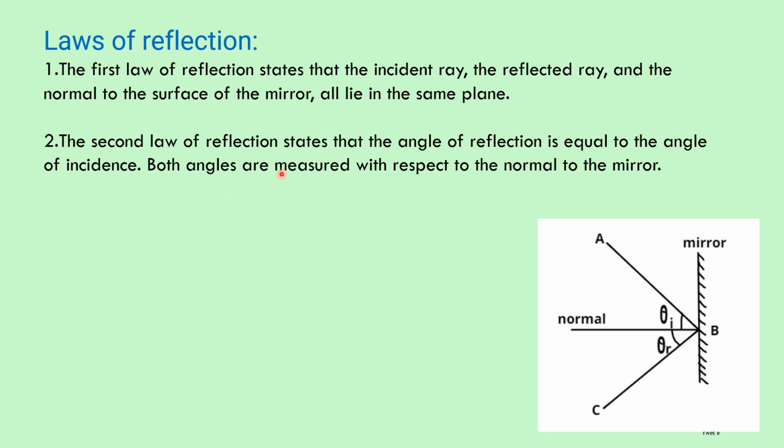The second law of reflection states that the angle of reflection is equal to the angle of incidence. Both the angles are measured with respect to the normal to the mirror. Here theta I represents the angle of incidence, and theta R is the angle of reflection. The second law states that the angle of incidence is equal to the angle of reflection. When you are measuring the angle, you have to consider the normal, which is drawn perpendicular to the mirror. This is very, very important. These are the two important laws of reflection.